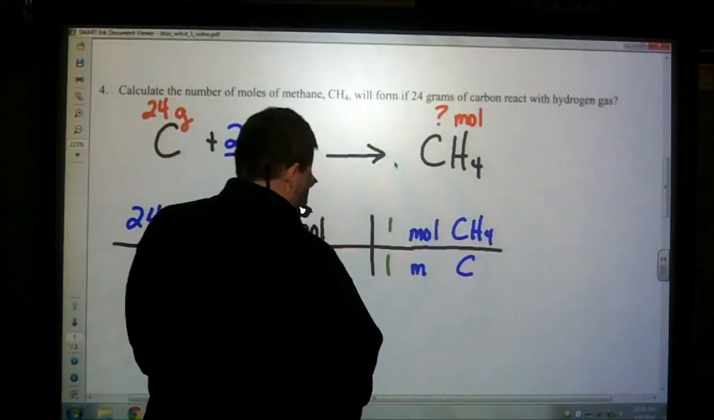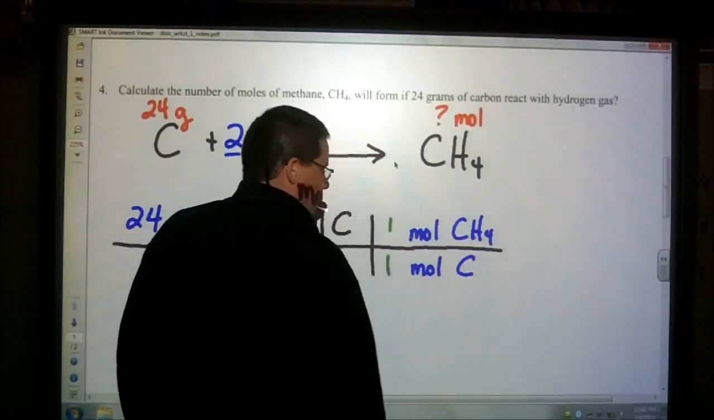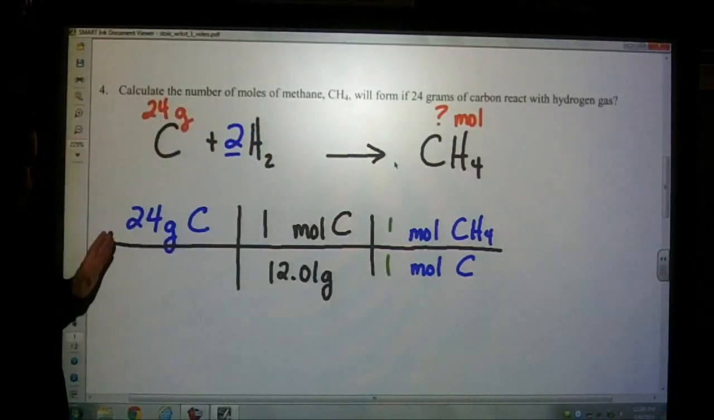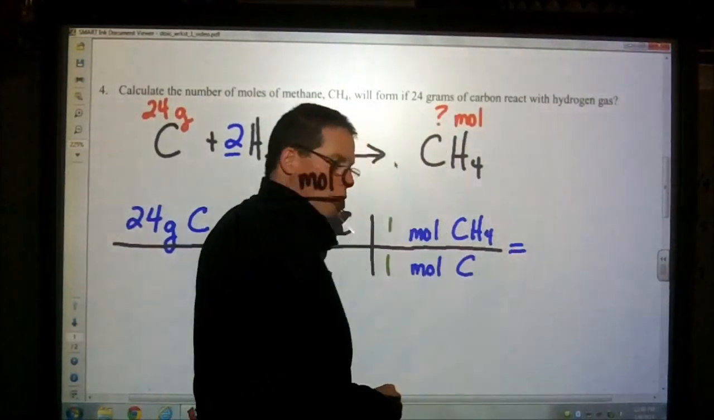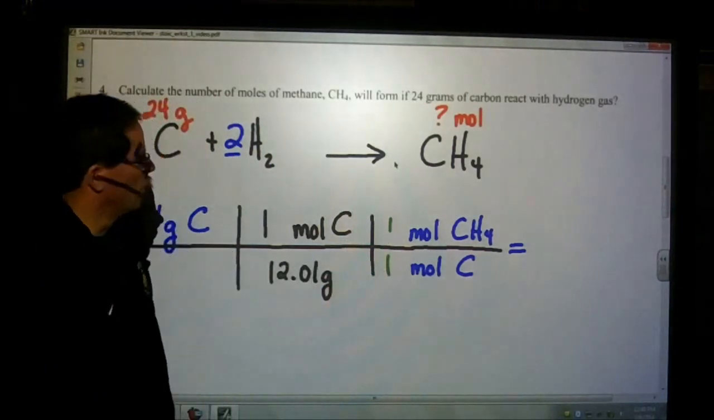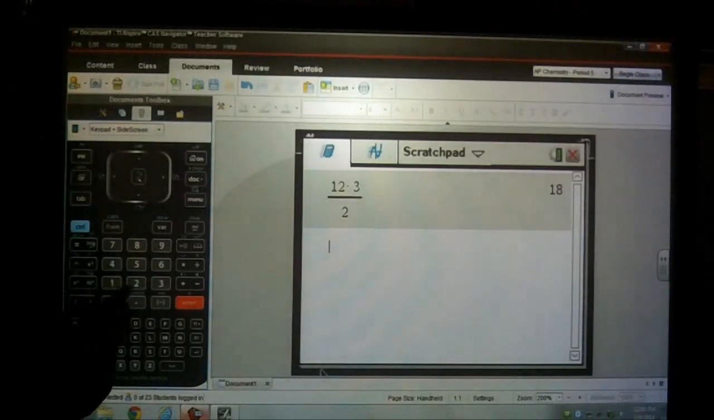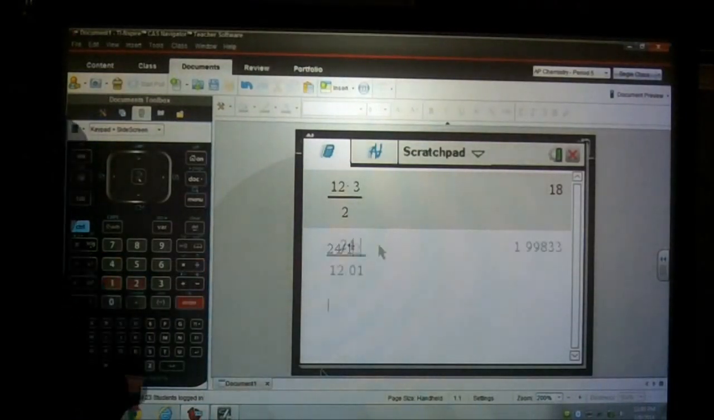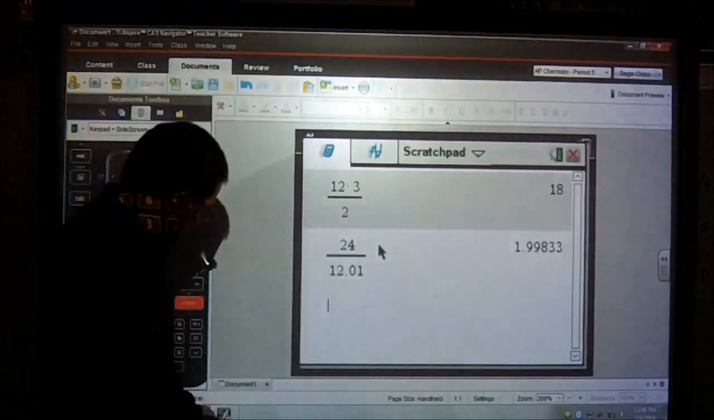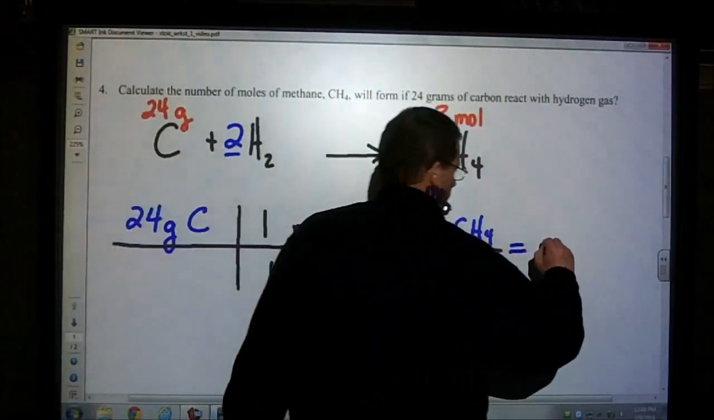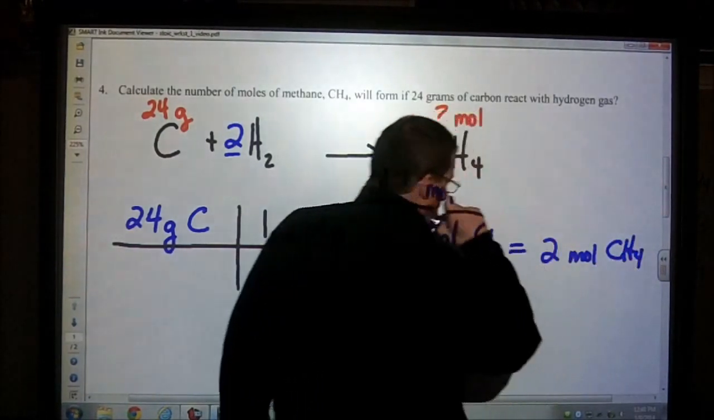Okay, so let me put that back in there. Okay, so now the question wants us to go to moles, so step 4, change to the desired unit. It's already in moles, so let's calculate. 24 divided by 12.01, okay. So it gives me 1.998, we're going to say that's 2. So 2 moles of methane.